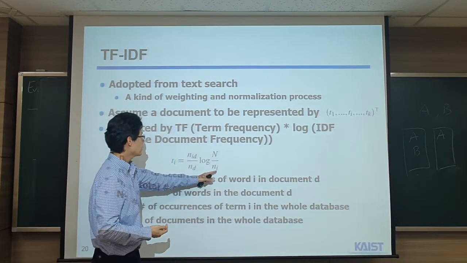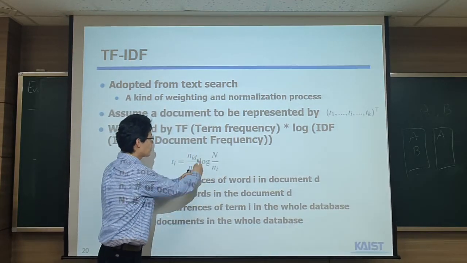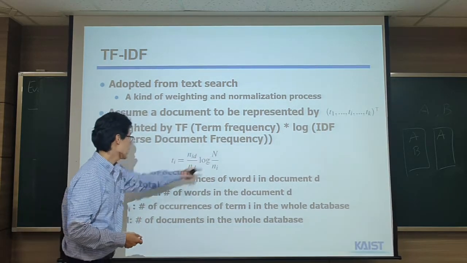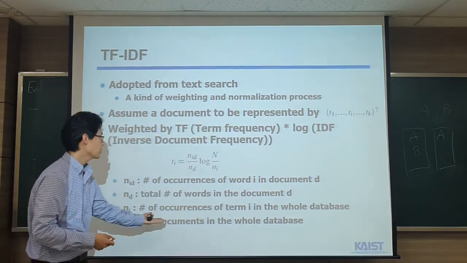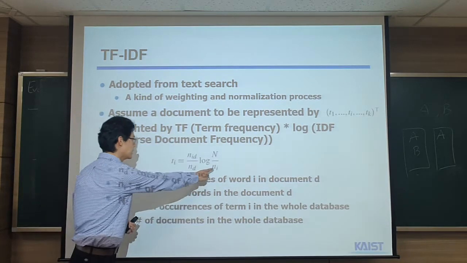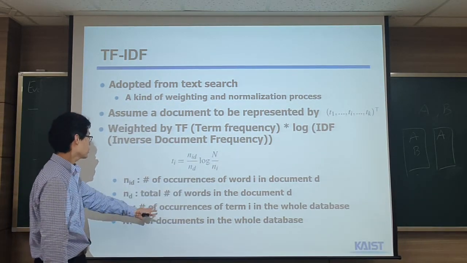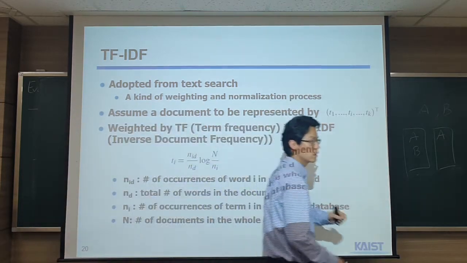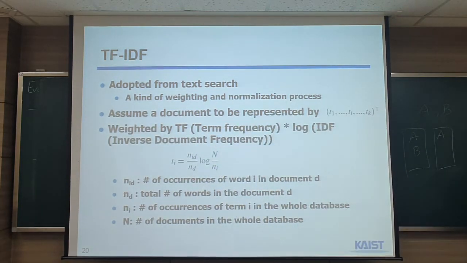So this IDF corresponds to here. If you look at the formula, capital N is the number of total documents in the DB, and n_i is the number of occurrences of the particular term in the whole DB. Then if I visualize it here.